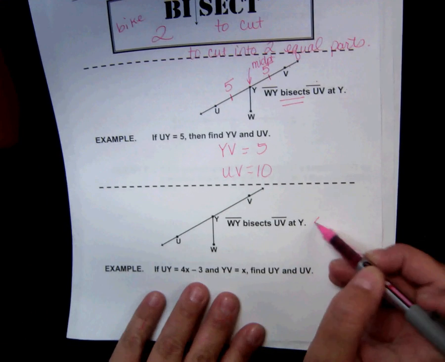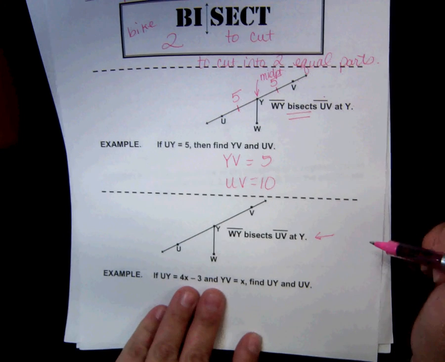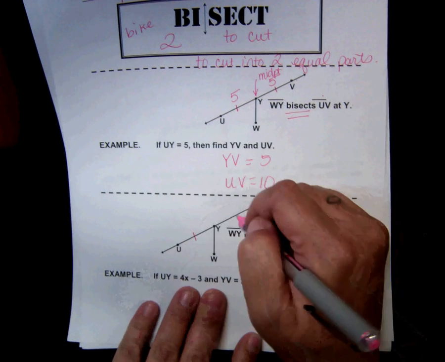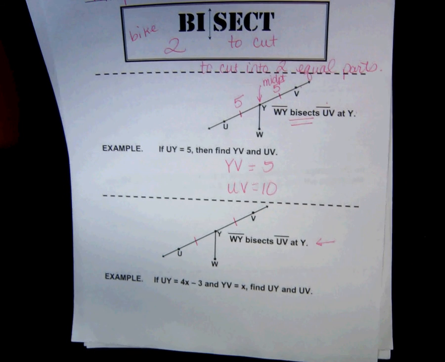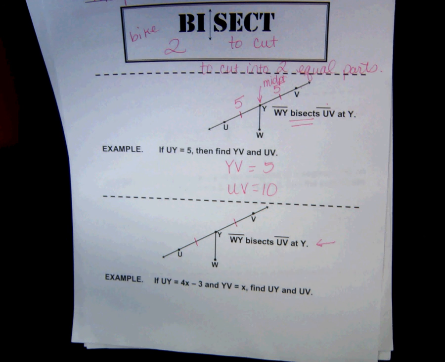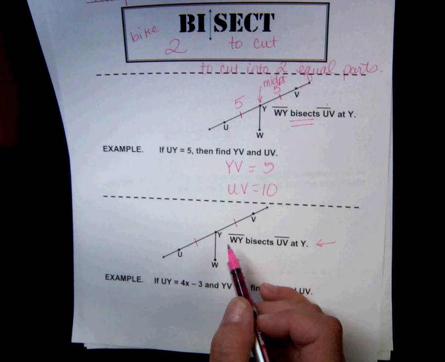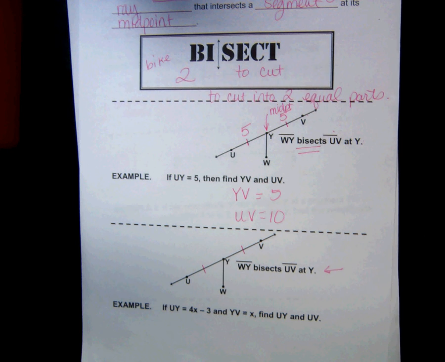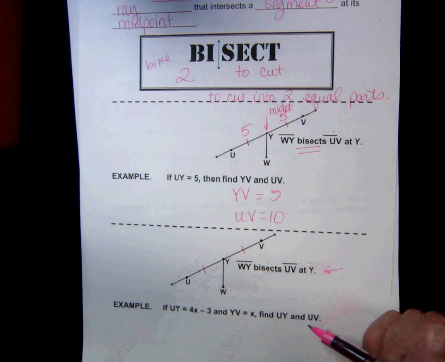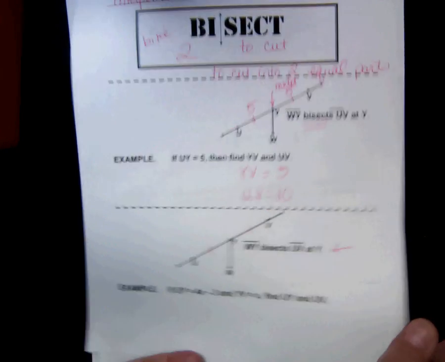Same thing. Same information we just used up there. So basically we know that Y is still our midpoint, and we know that these two are congruent. And that means, from our definition, we said that they are congruent. What did we say yesterday about it? If they're congruent, it's what? Congruent segments mean that they have the same length. So we know that the lengths of UY and YV are going to be equal.